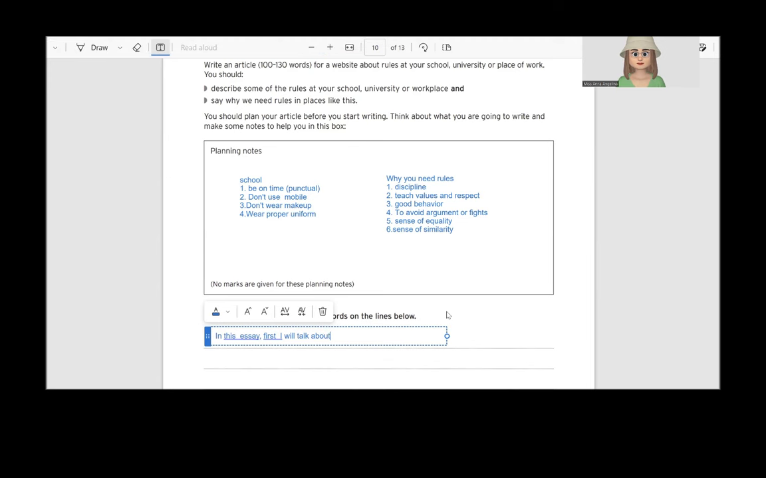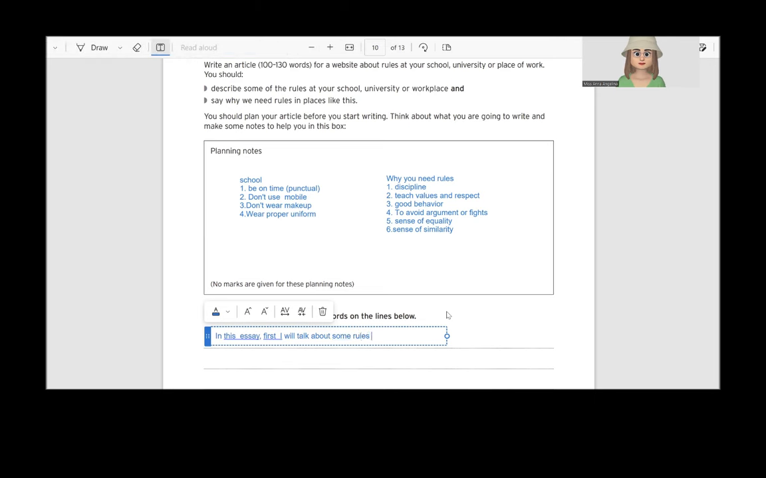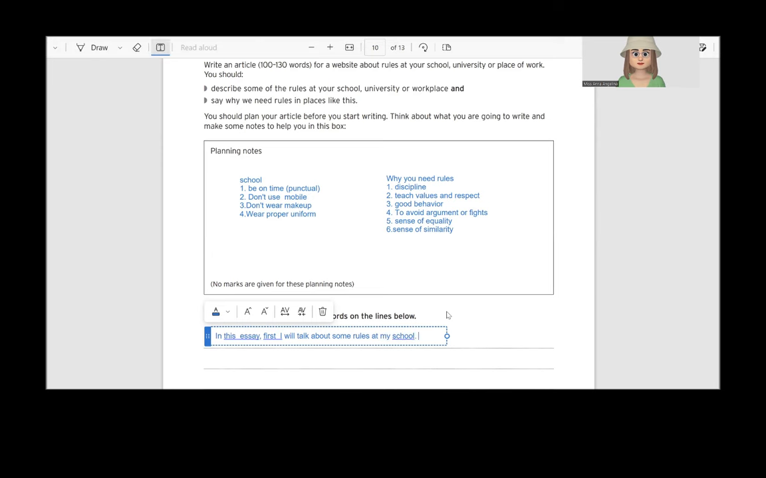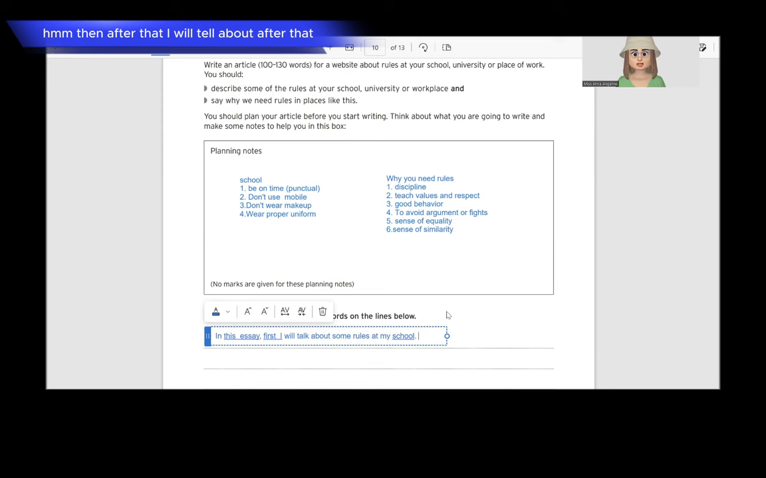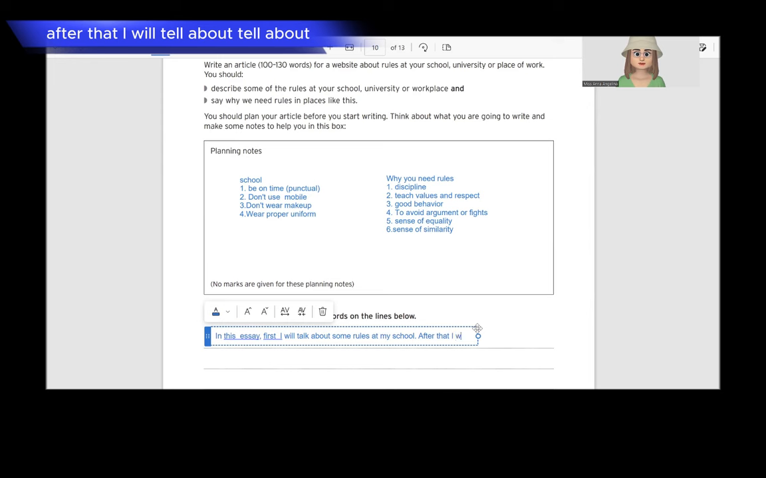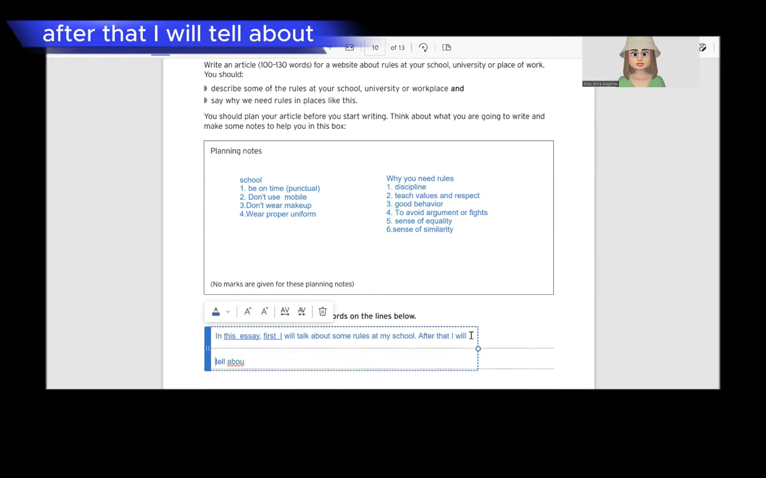Talk about some rules at my school. Okay, then. Then after that, I will tell about after that. After that, I will tell about what, Nidhi? After that, I will tell about the school rules.